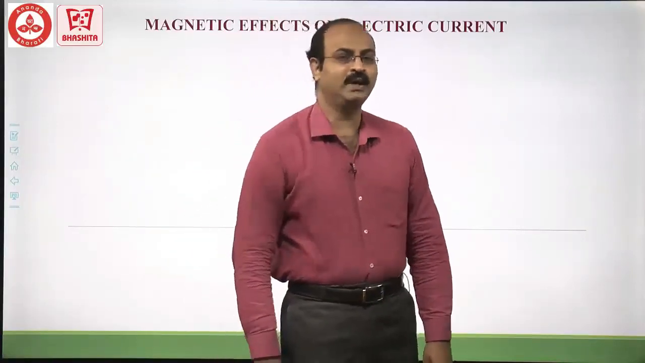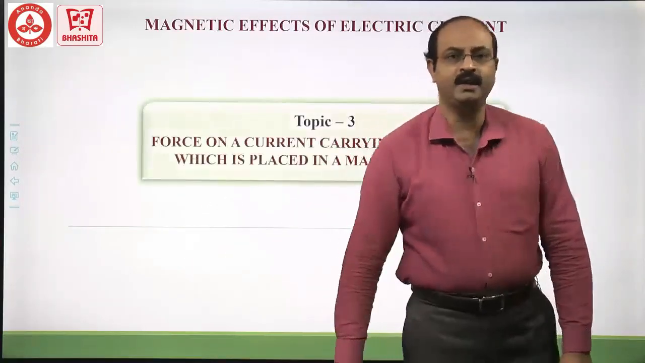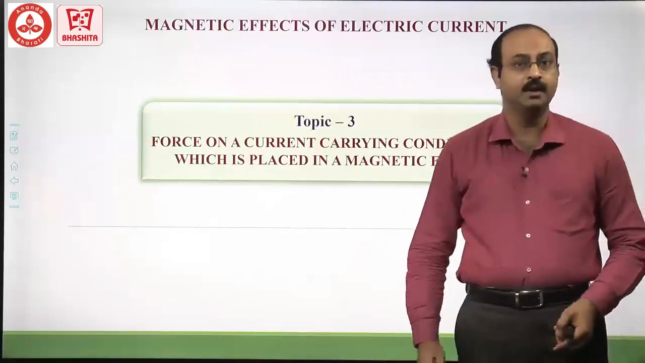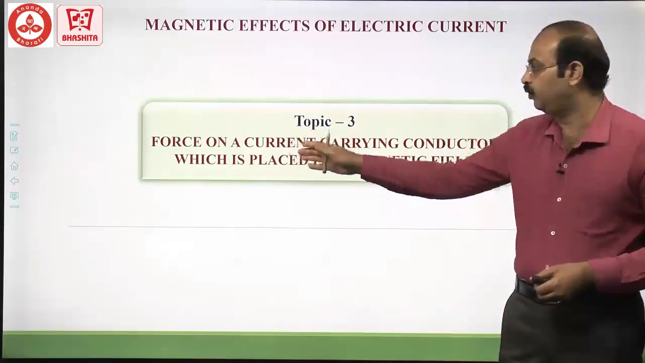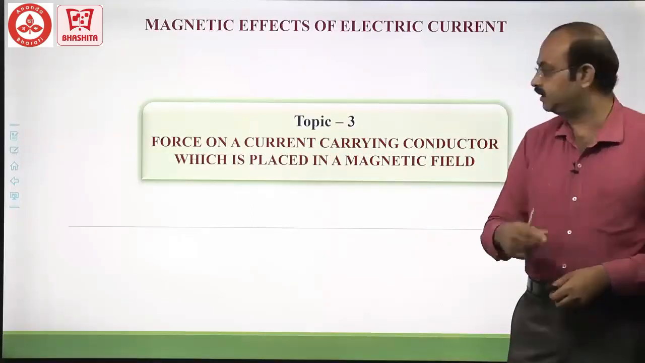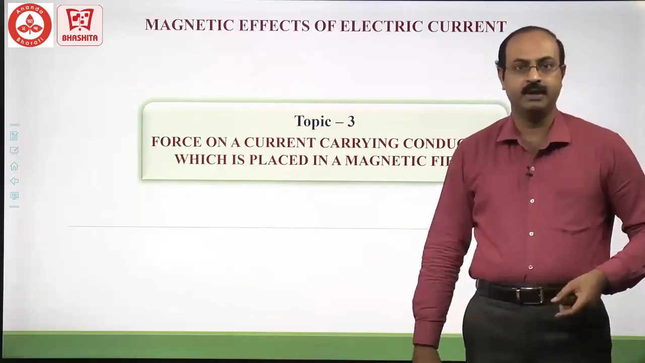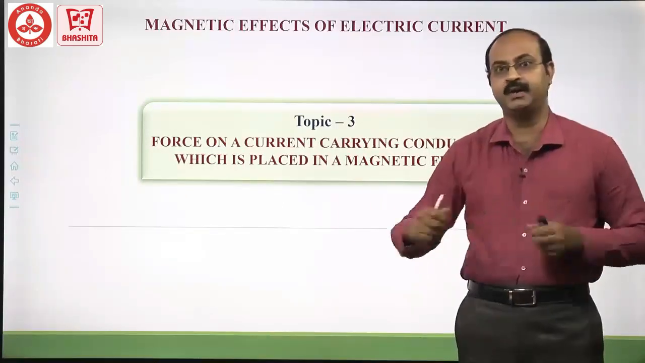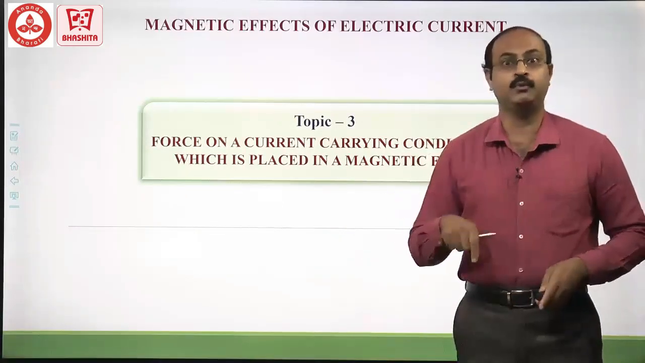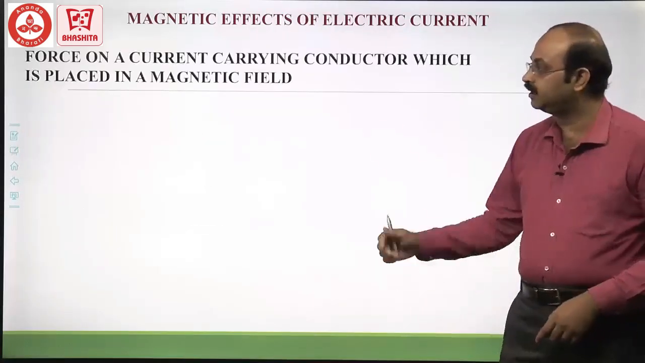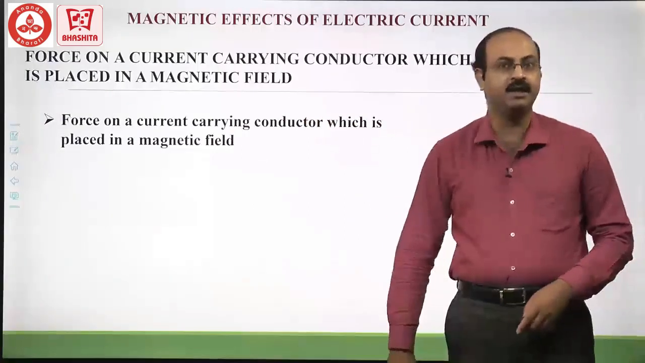Hello students, welcome again. In topic 3 of our chapter, Magnetic Effects of Electric Current, you will learn about the force on a current carrying conductor which is placed in a magnetic field. That conductor could be a straight conductor or it could be in the form of a loop also. Let us see what subtopics you will see here.